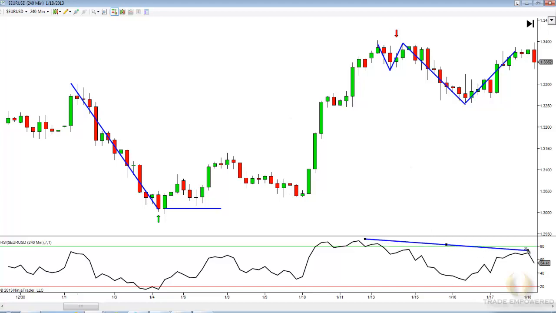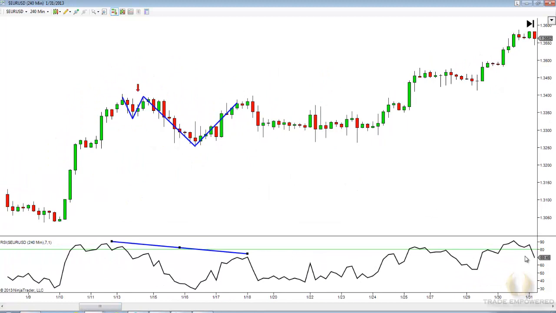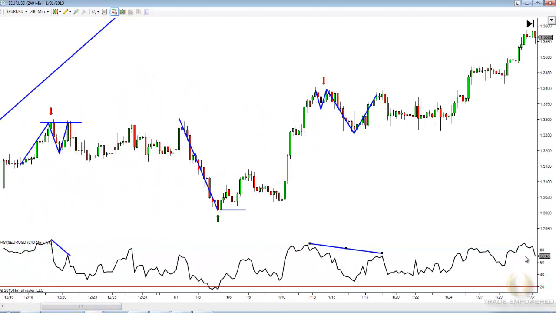But same thing, look at that. On the retest, bearish divergence. We get a lower high on the RSI, and this ends up being a losing trade actually. But still the same valid double top right here, and this would be on a higher time frame.